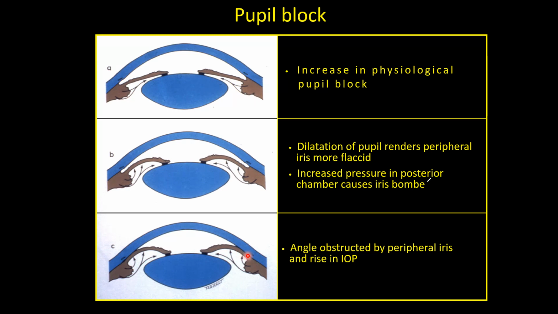So there is a sudden rise of intraocular pressure because of all this, and because of the sudden rise of intraocular pressure, again I repeat, there will be pain, there will be redness, there will be decreased vision, there will be watering. So all these things happen.